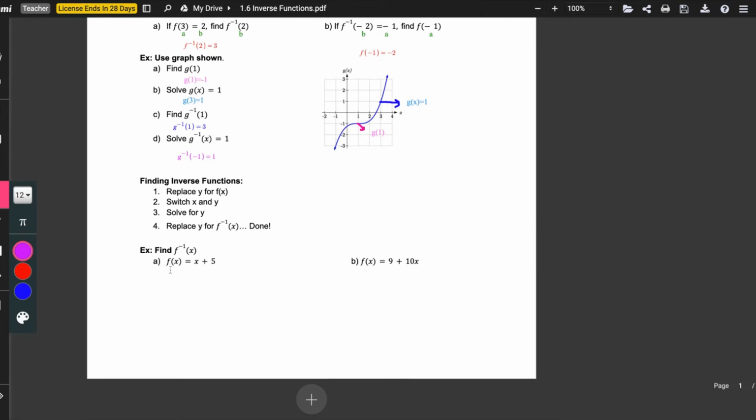So let's put that into practice. Here we're going to find f inverse of x. And the first one I'm given is f of x equals x plus 5. So I'm going to follow that first step, step 1. I am going to replace f of x with y. So it's just y equals x plus 5. All right, now that I did that, I'm going to move on to step 2. I'm going to switch x and y. So now instead I'm going to have x equals y plus 5. And here, we'll even write the steps. How does that sound? Because I know some of you really like your steps.